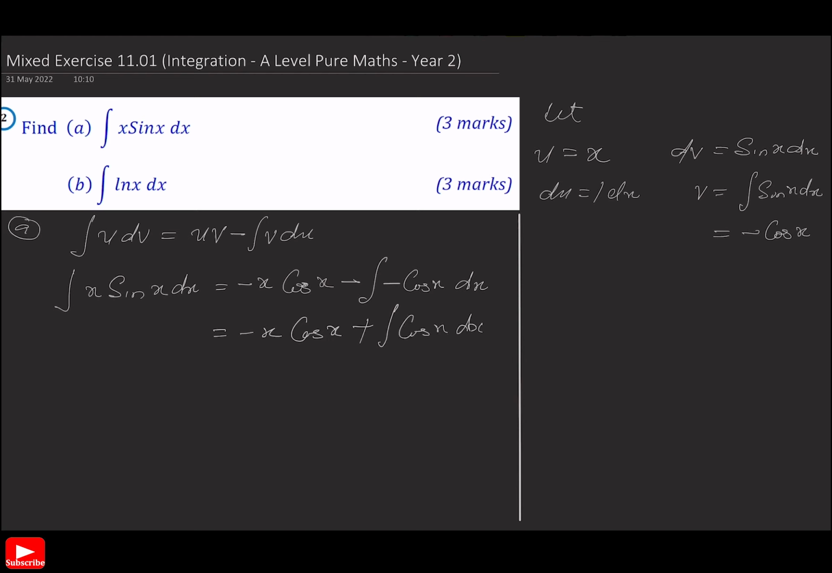We can easily integrate cos x, which is sine x. So now our integration becomes minus x cos x plus sine x, and we add our integration constant. If you want, we can rewrite this as sine x minus x cos x plus c. And that is our answer.